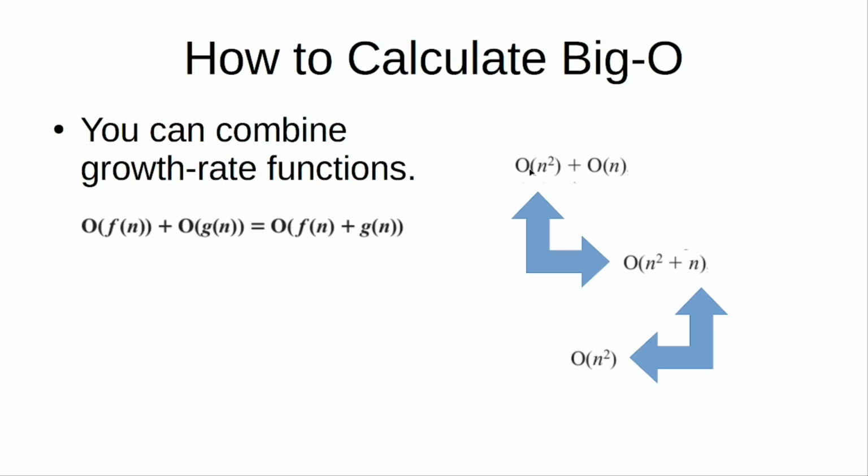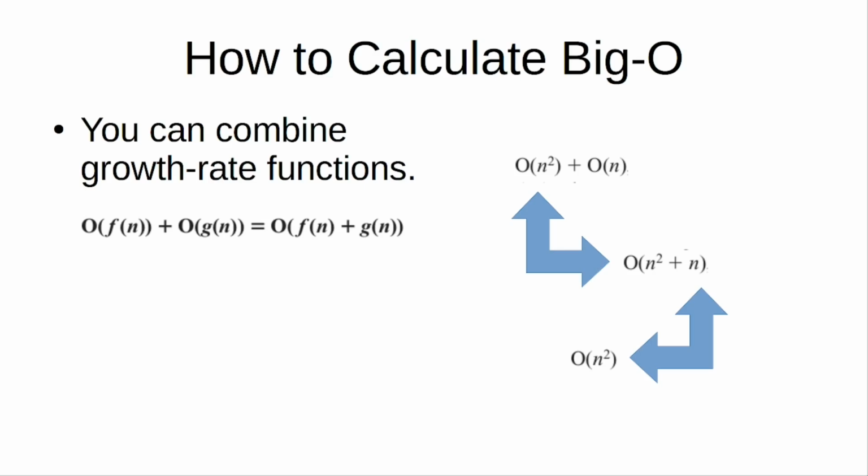We have an example here where we have O of n squared plus O of n, and we can combine that to O of n squared plus n, and then we can actually drop the plus n term because we're only interested in the slowest growing part. Big O is an upper bound, remember that. Our only interest is in the slowest growing part, the part that takes the most time as input grows.